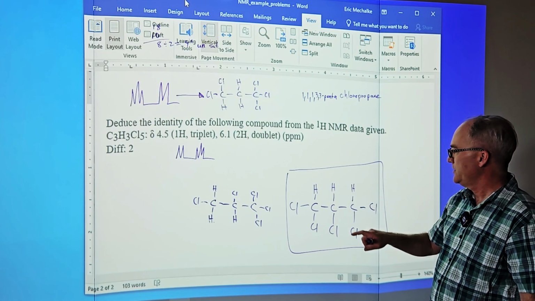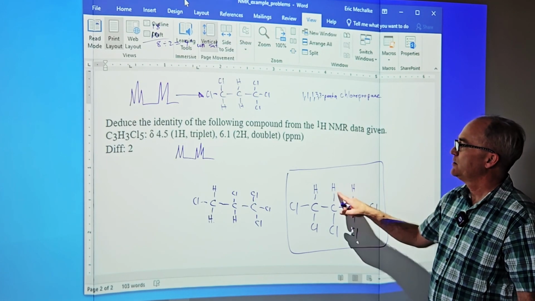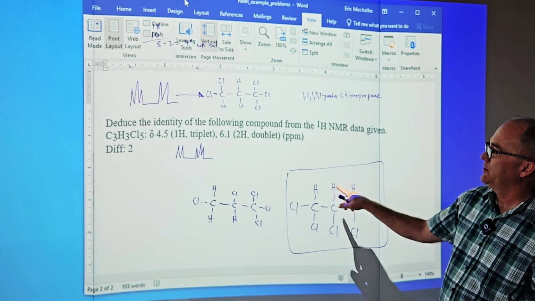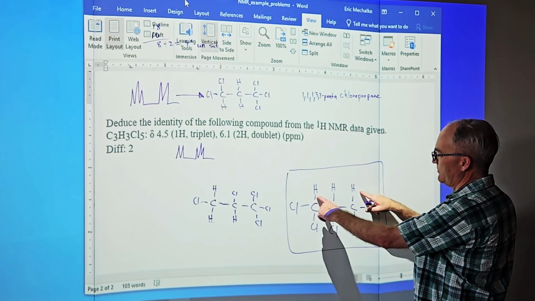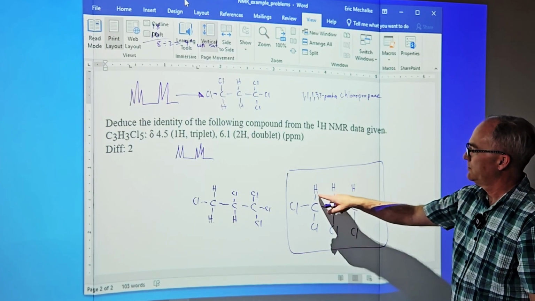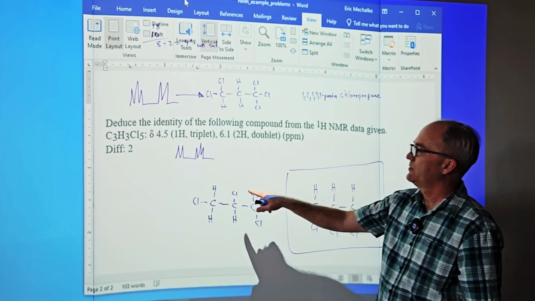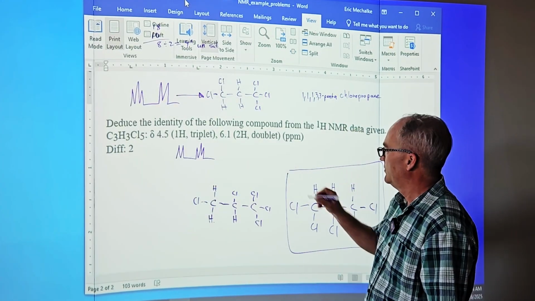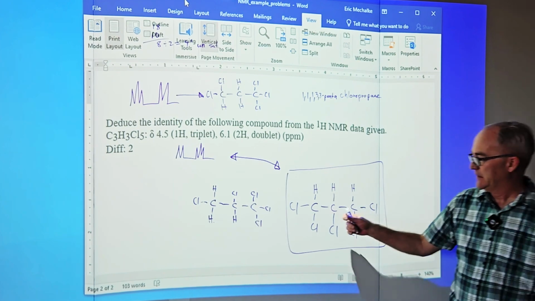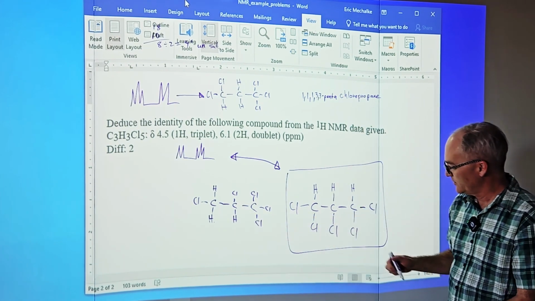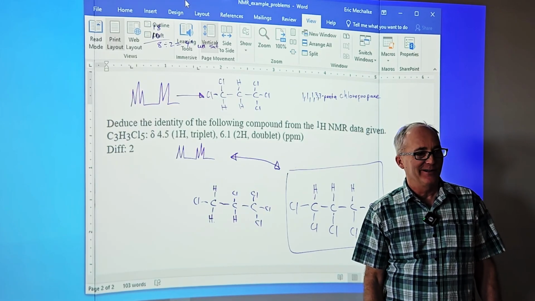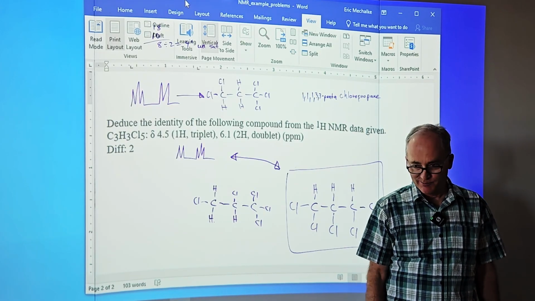So this proton here is going to show up as a triplet. These 2 show up as a doublet. And these are more deshielded. They're going to be further downfield. Now, on any quiz, I would give you credit for either of these 2 structures. Maybe we need some carbon NMR. I bet you that would fix this problem.